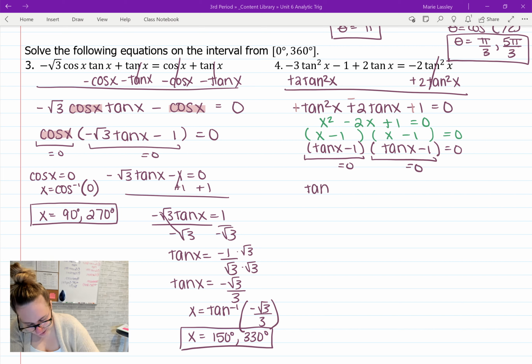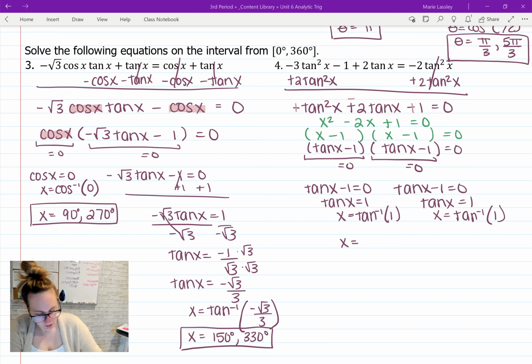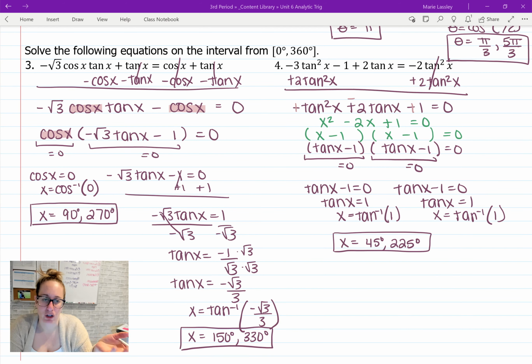All right, so we are now just looking for when we have a tangent value of 1. When on our unit circle do we have a tangent value of +1? That's going to be at your 45-degree angles, and it's positive, so it's going to be at 45 degrees and at 225. And you don't have to do it twice, because the other one is also inverse tangent of 1, so it's also 45 and 225. You only have to write them once.